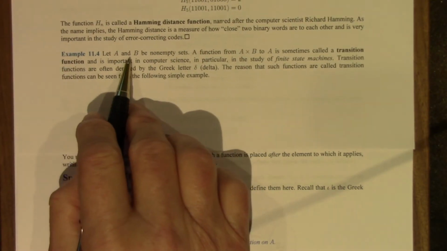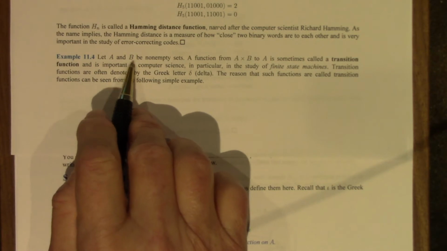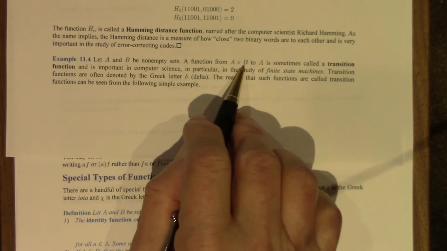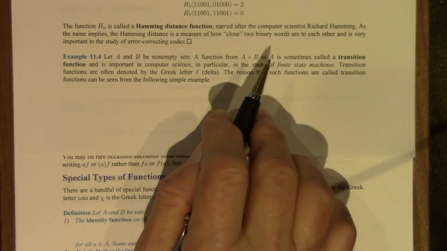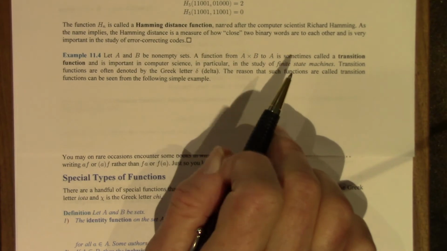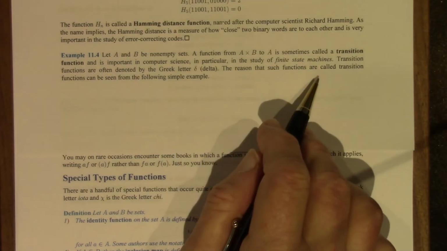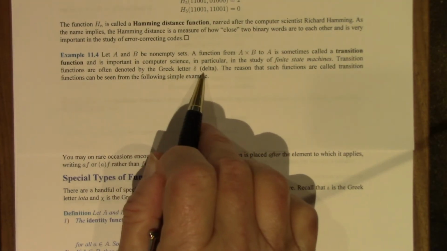Here's another example with lots of applications. If A and B are non-empty sets, a function from A cross B to A is sometimes called a transition function. These are important in computer science, in particular in the study of what are called finite state machines. Transition functions are often denoted by the lowercase Greek letter delta.